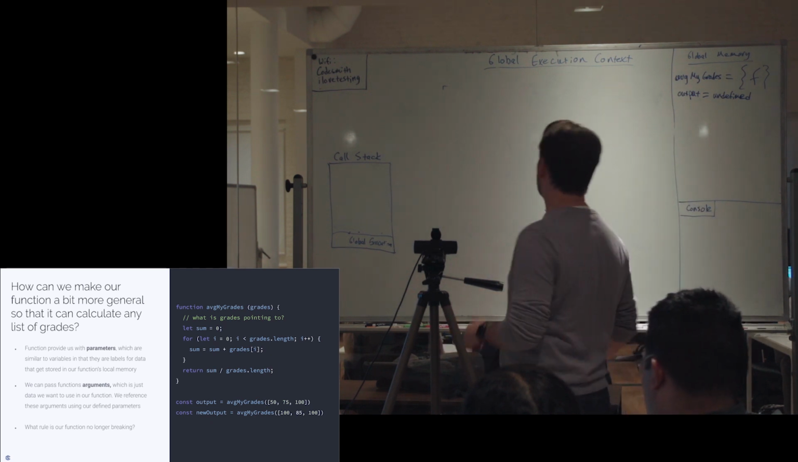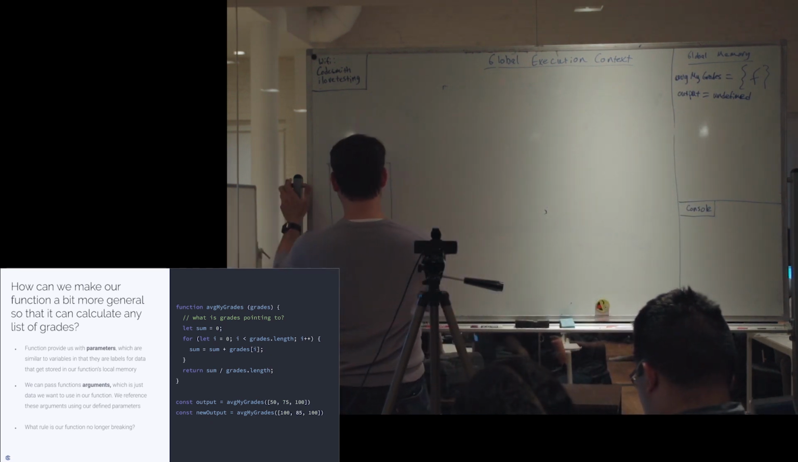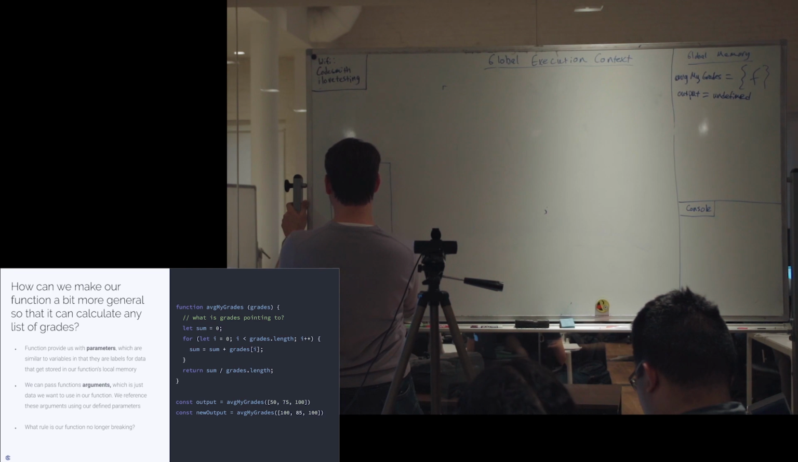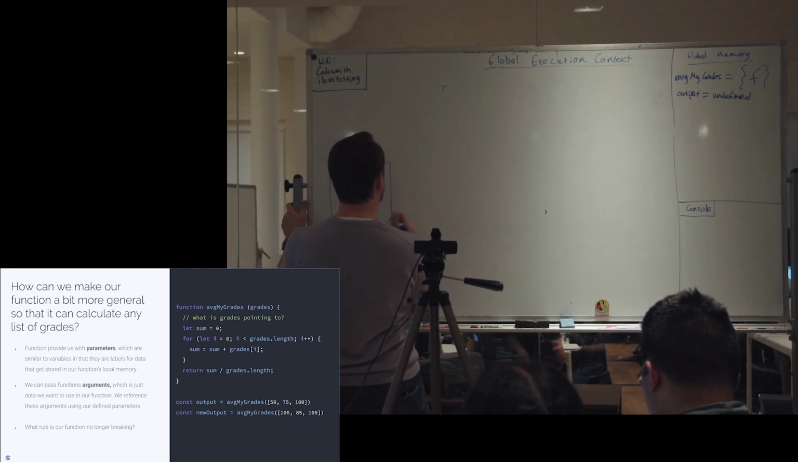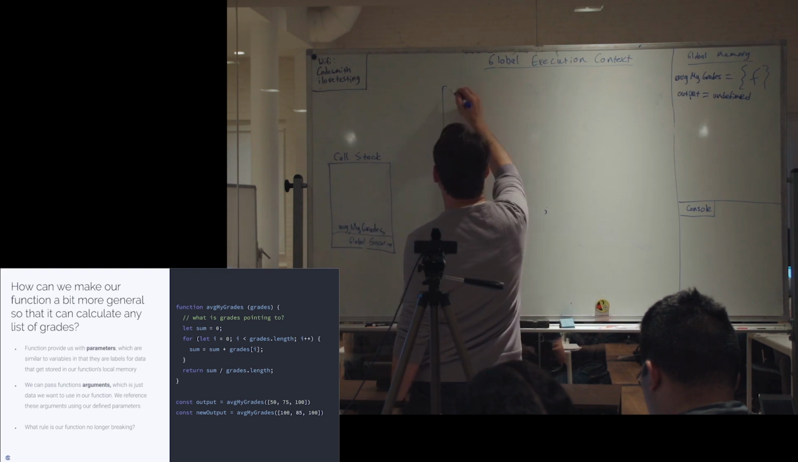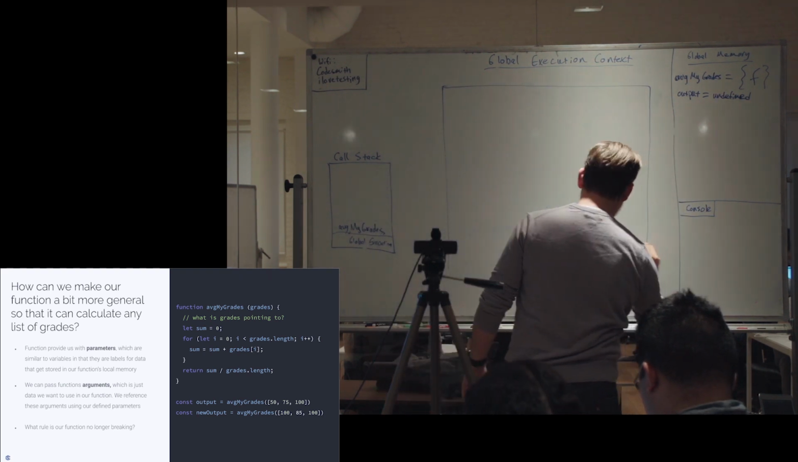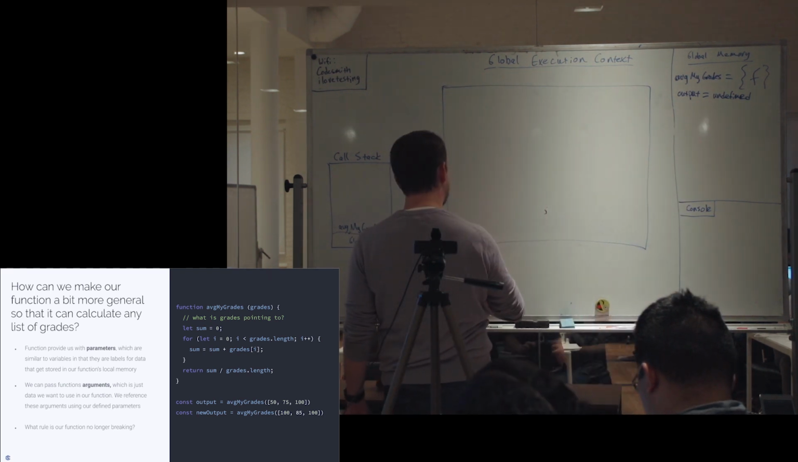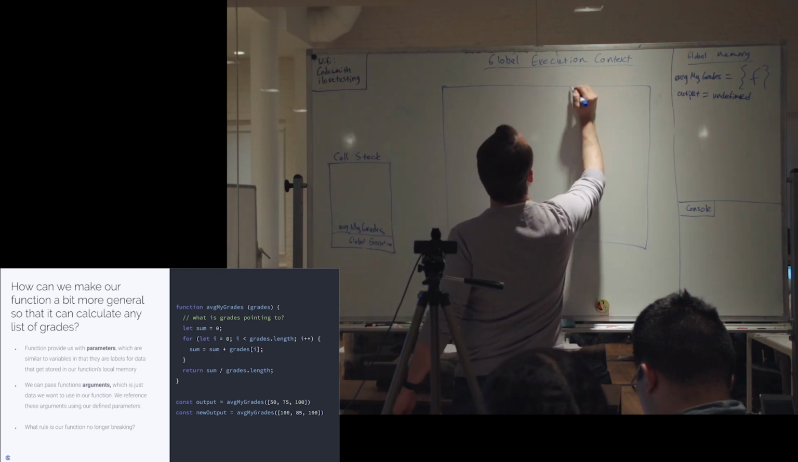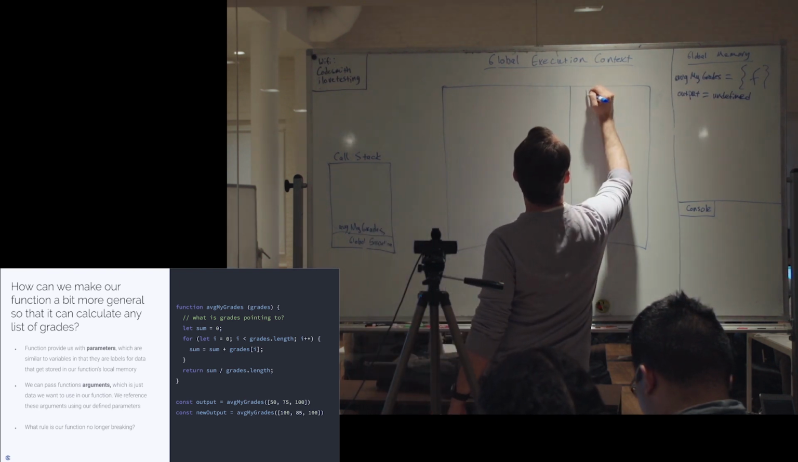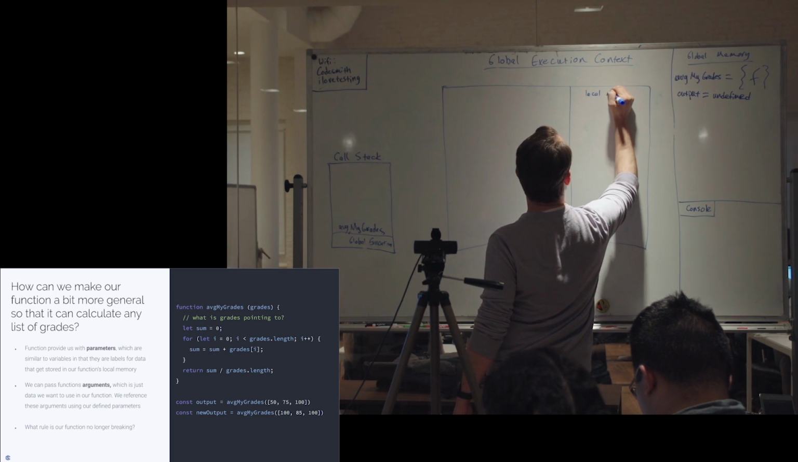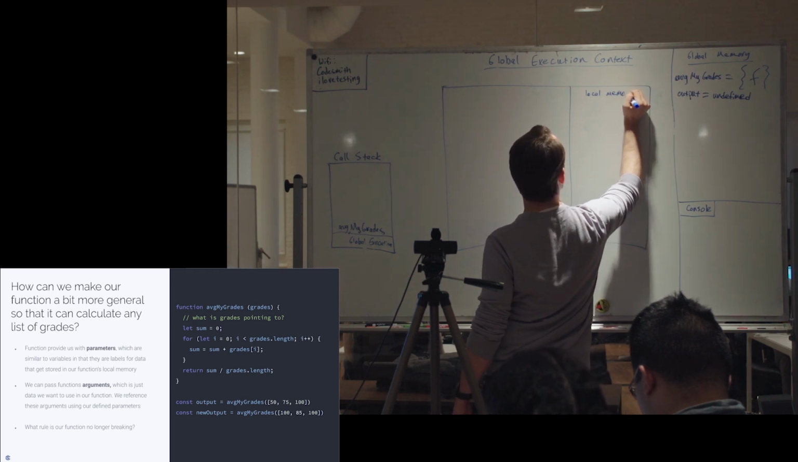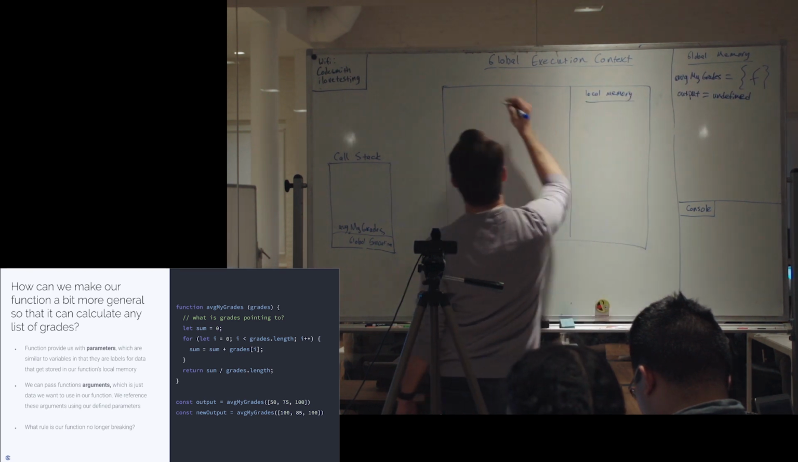Local execution context, exactly. So I'm going to call average my grades. So I put it on top of my call stack, which makes me open up a local execution context, which in turn has a local memory. Starting to look familiar now, hopefully.